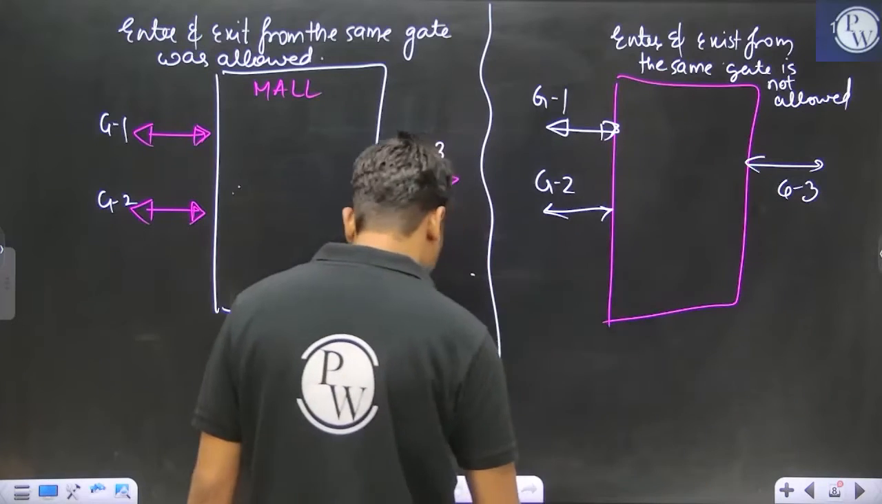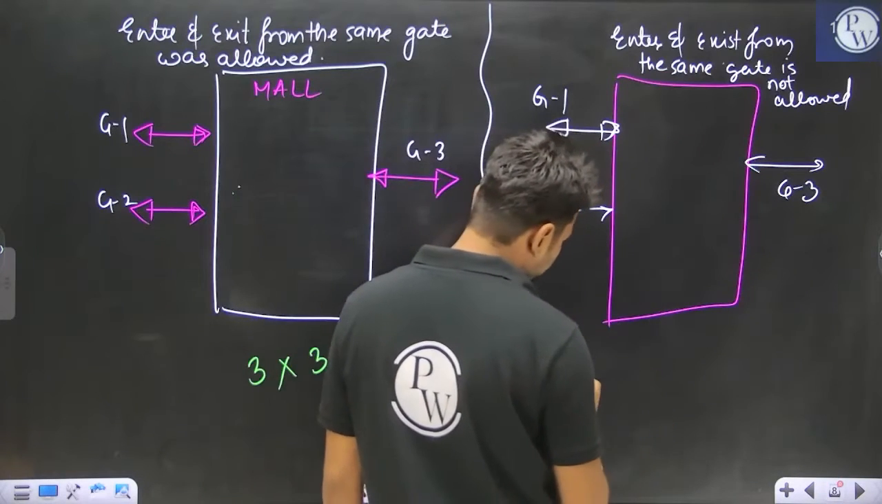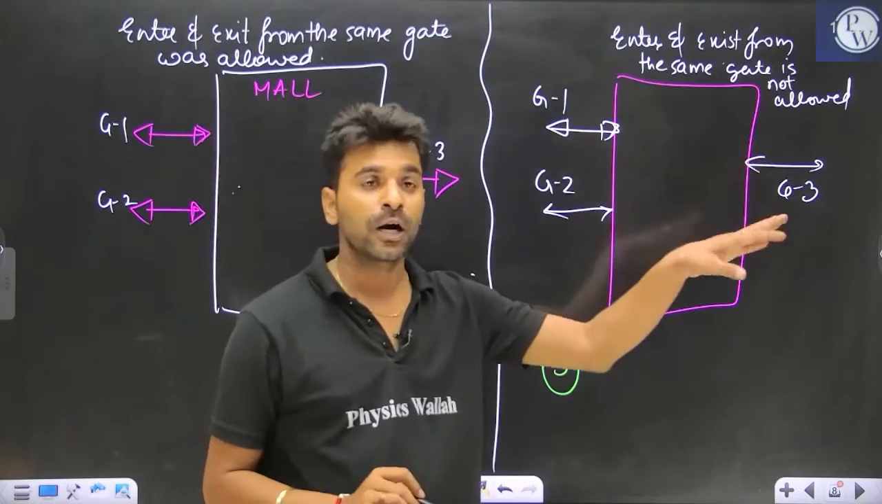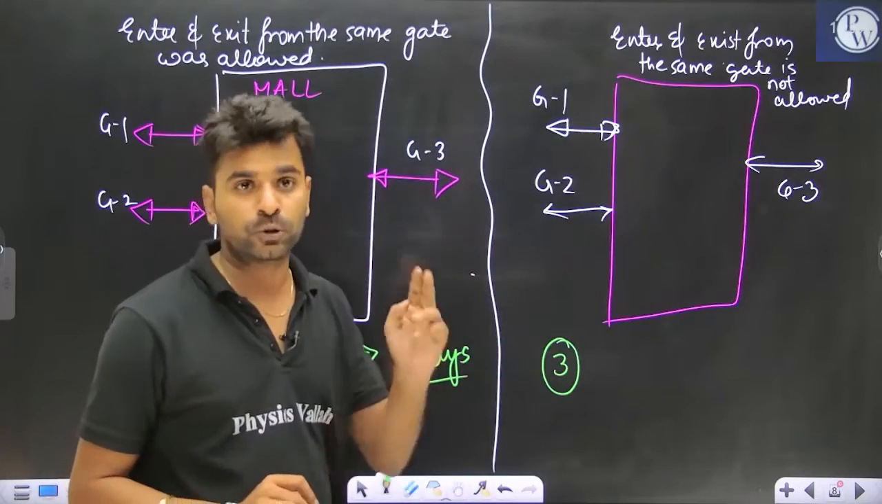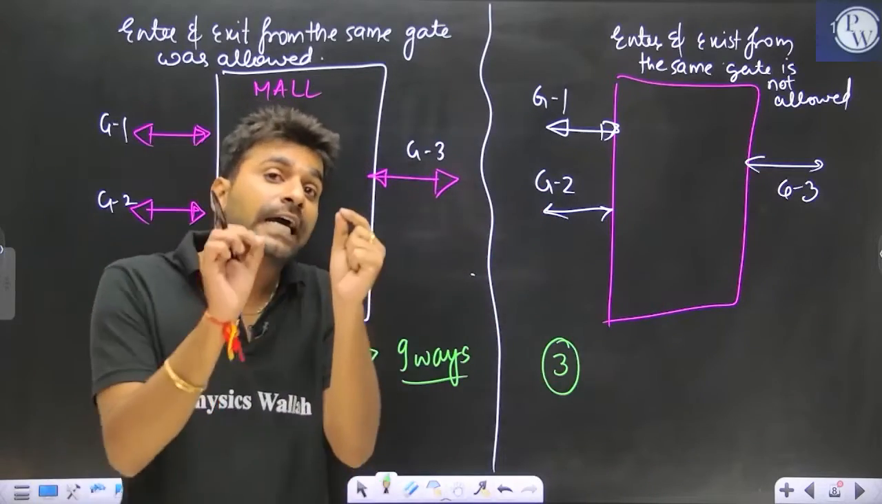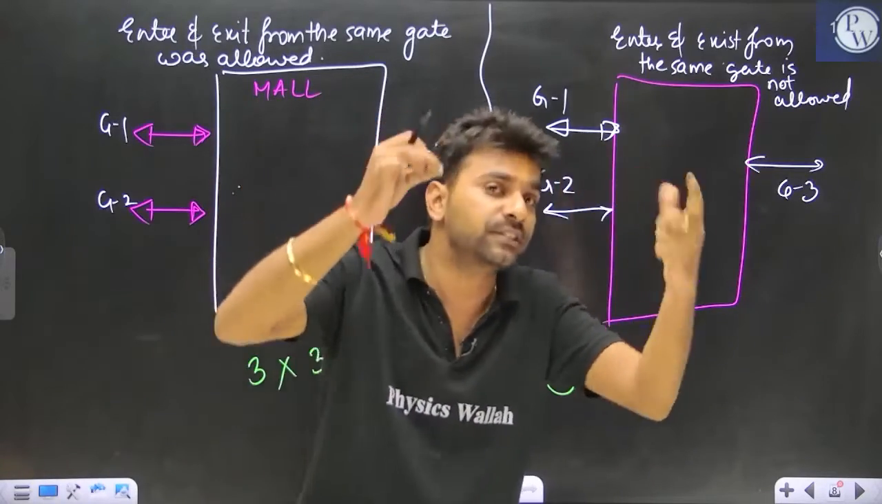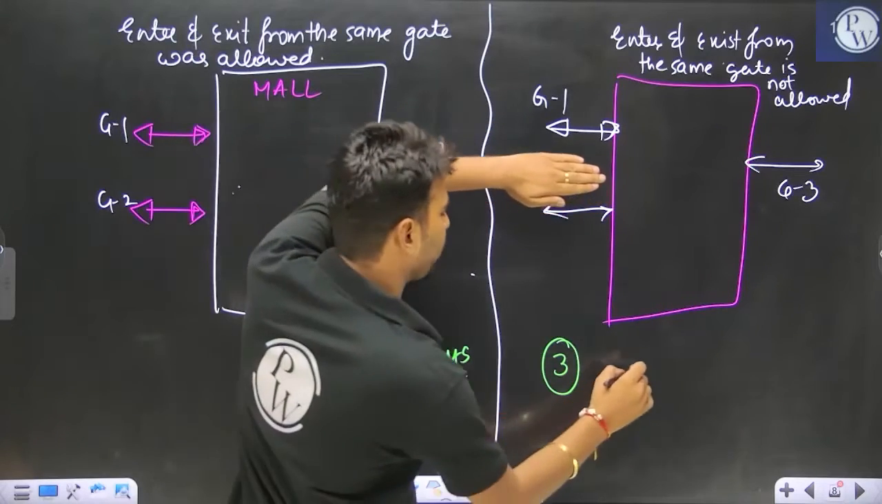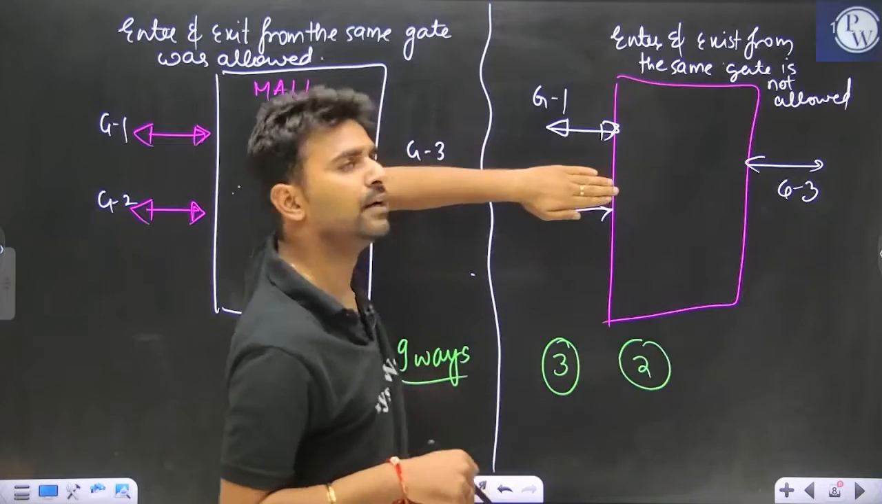Okay. Alright. So in how many ways can I enter? I can enter in 3 ways. Okay, let's say I have entered through gate 2. Now I cannot come out through gate number 2. Yes or no? In that case, how many gates are there for me to exit? I cannot exit through this gate, so only 2 gates are left. So that is 2 ways of exiting the mall now.